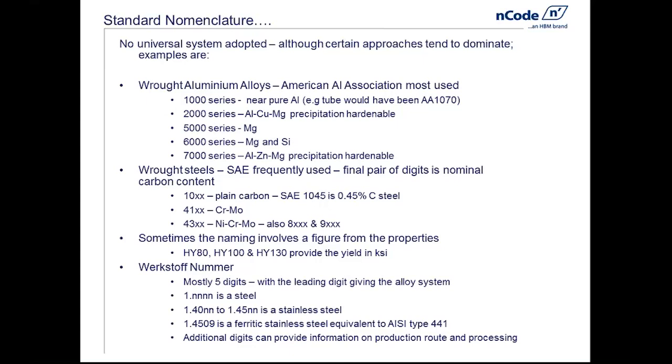Then we go to the Werkstoffnummer, which is the DIN standard, and the leading digit gives you the alloy system. On here I've only put one, which is the iron-based, the steel-based ones, but you will see other digits. And if alloys get accepted, they get a proper Werkstoffnummer. And for example, 1.4509, I give the British stainless steel equivalent for the American Iron and Steel Institute type 441. And then you can get now, because obviously these things extend, additional digits for information on production route processing.